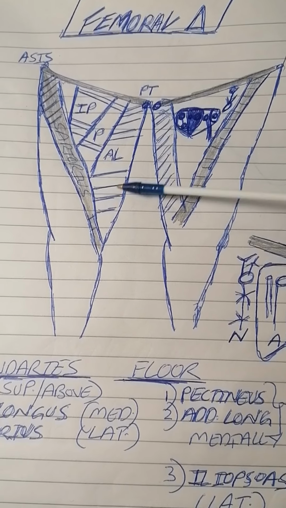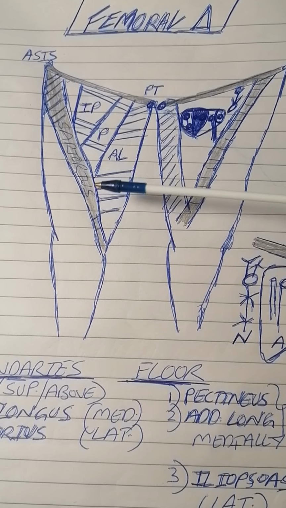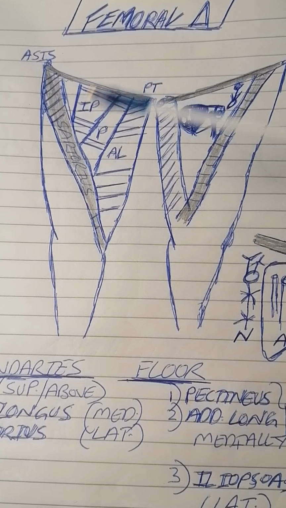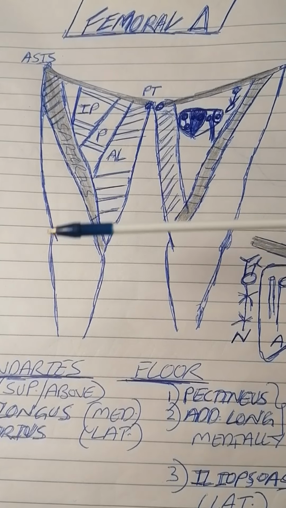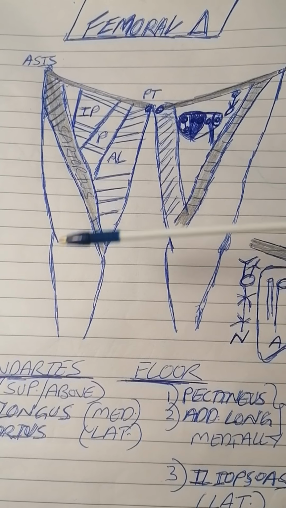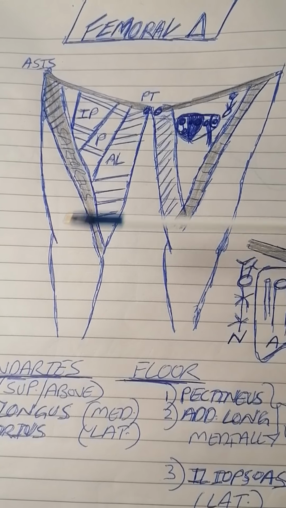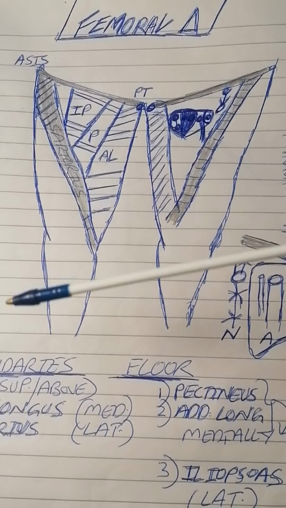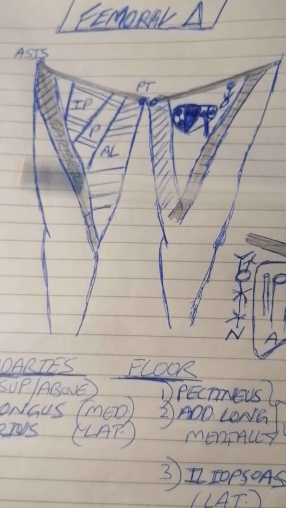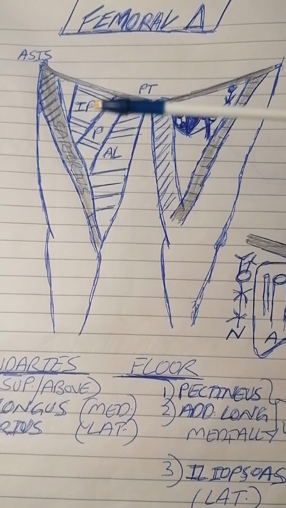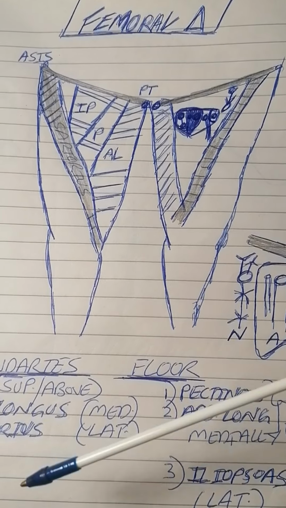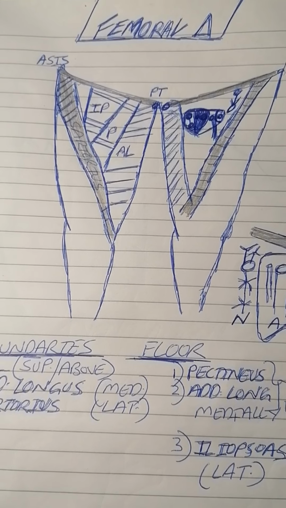Now let's talk about the roof. Now the roof, of course, we would have from top to bottom, superficially going towards deep: skin, subcutaneous tissue, then superficial fascia, and then deep fascia. Deep fascia in the thigh is also named fascia lata. So again, the roof would be skin, subcutaneous fat or superficial subcutaneous tissue, then comes superficial fascia, then deep fascia, also named fascia lata.